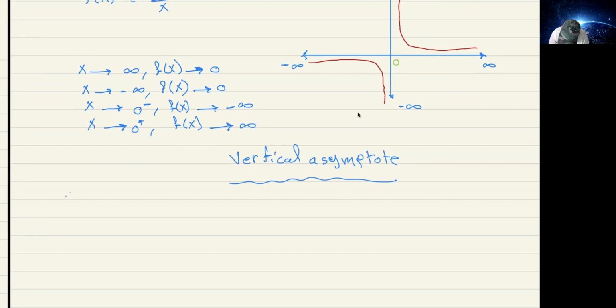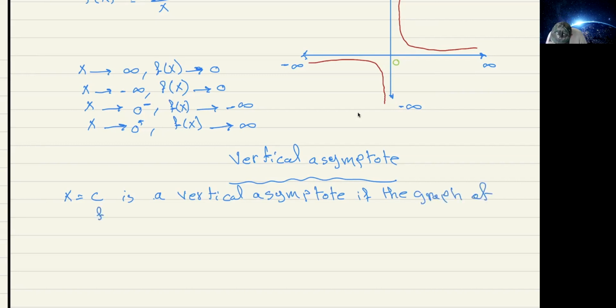So x equals c, and here's my problem, x equals 0, is a vertical asymptote if the graph of f of x goes to infinity, or f of x goes to negative infinity. Is that clear? Here again, the graph of f of x, here it is. At 0, here it goes to infinity, and here it goes to negative infinity. Therefore, this line, x equals 0, is a vertical asymptote.